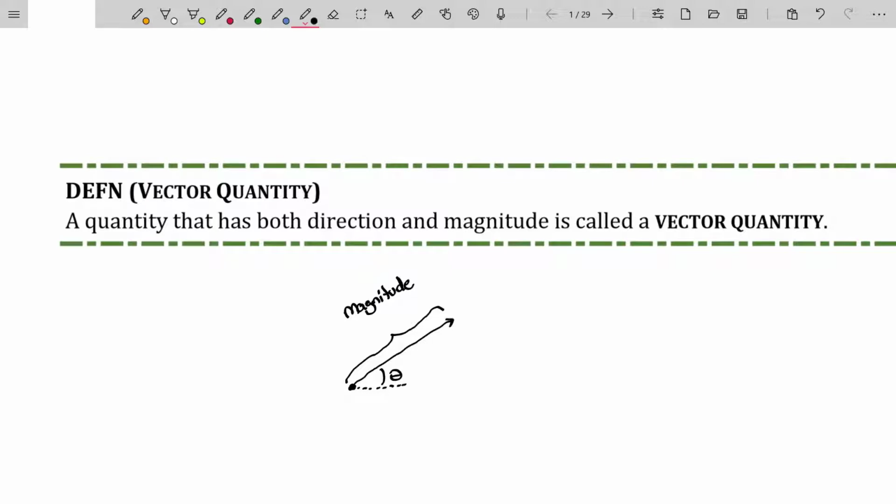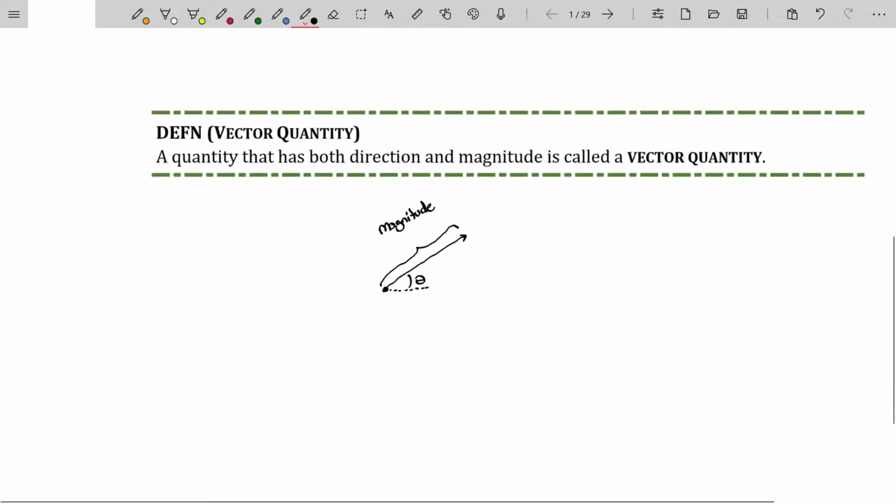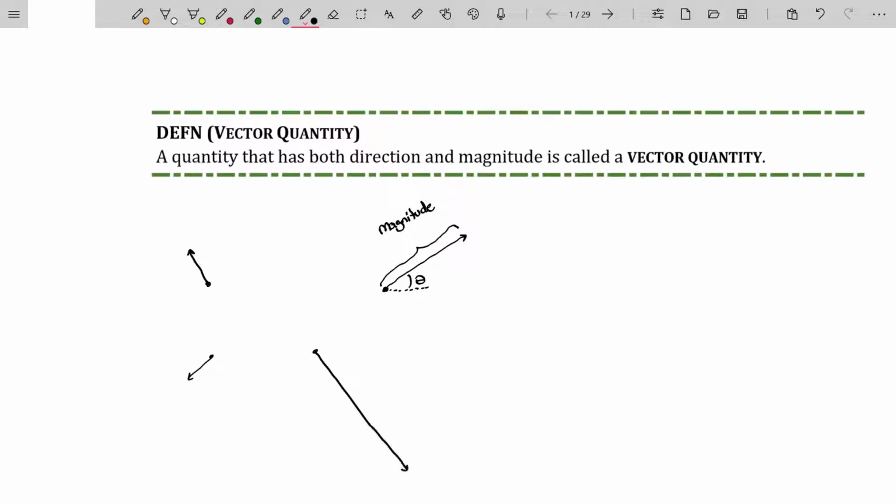Notice I didn't write down a number because I really don't want to, honestly, because it'll just get confusing. For right now, we're going to do the geometric interpretation of vectors. And there's an infinite number of different vectors. So there's that vector right there, there's this vector right here, there's this vector right here, a very long vector.